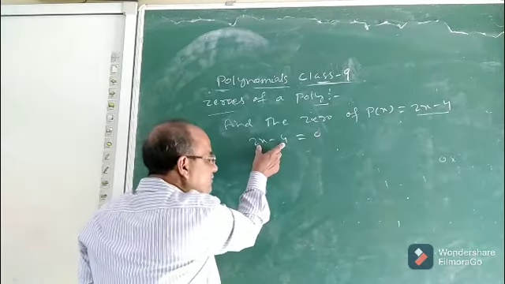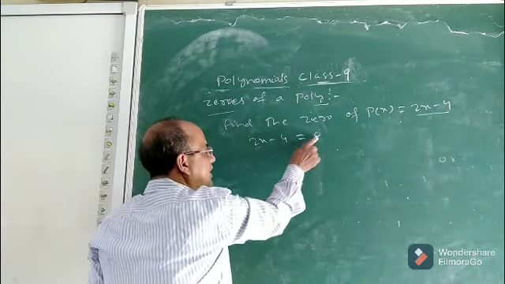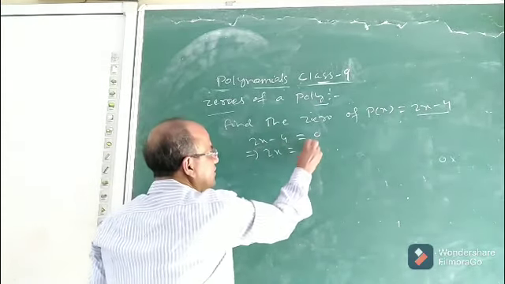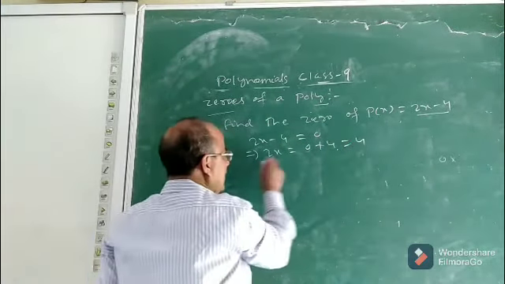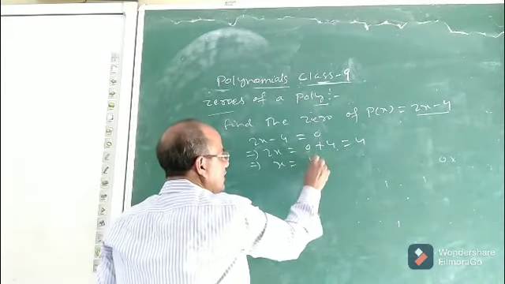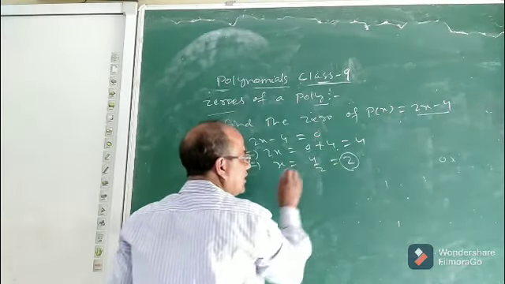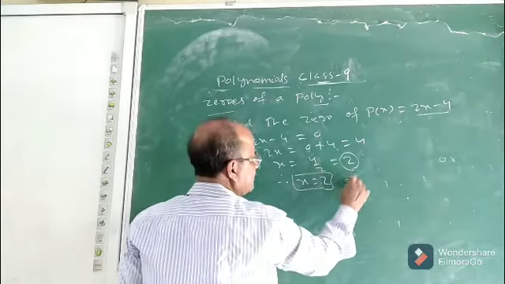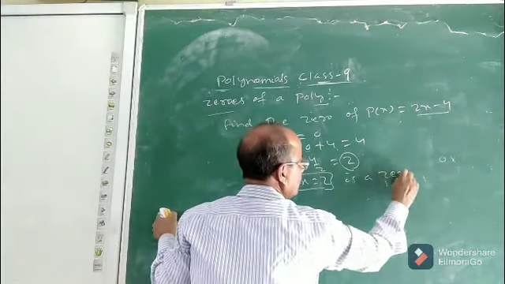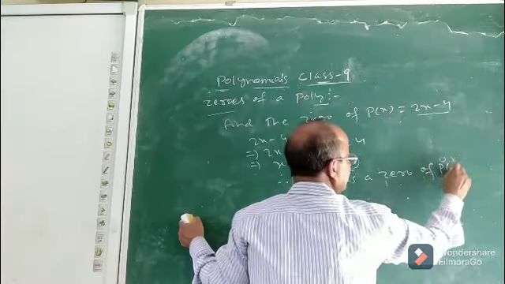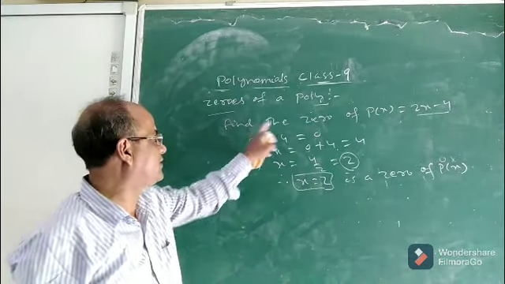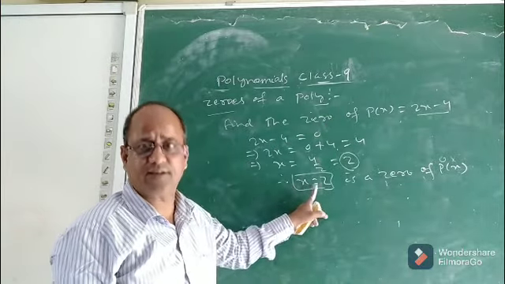First you make this polynomial equal to 0 and find the value of x. So 2x will be 0 plus 4, it is 4, and x will be 4 by 2, it is 2. Now see, therefore, this x equal to 2 is a 0 of P of x. The question was find the 0 of P of x. The answer is x equal to 2.